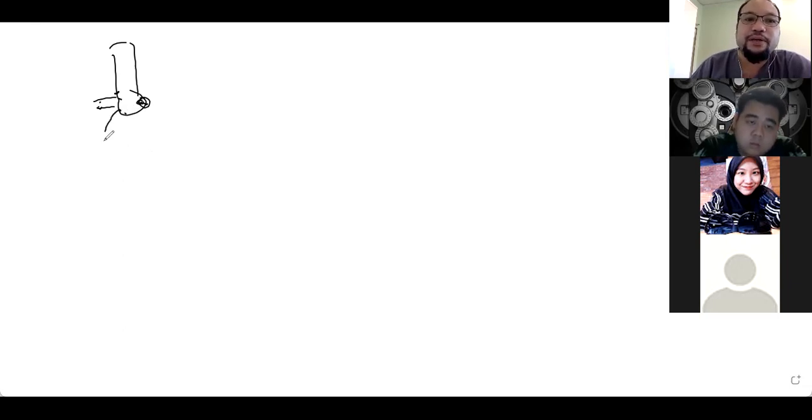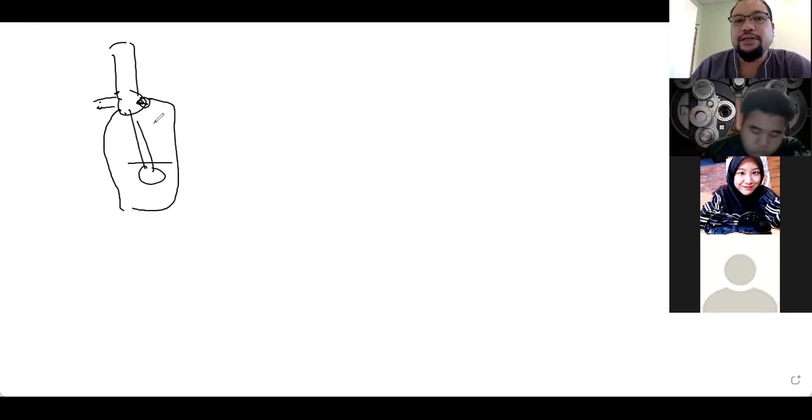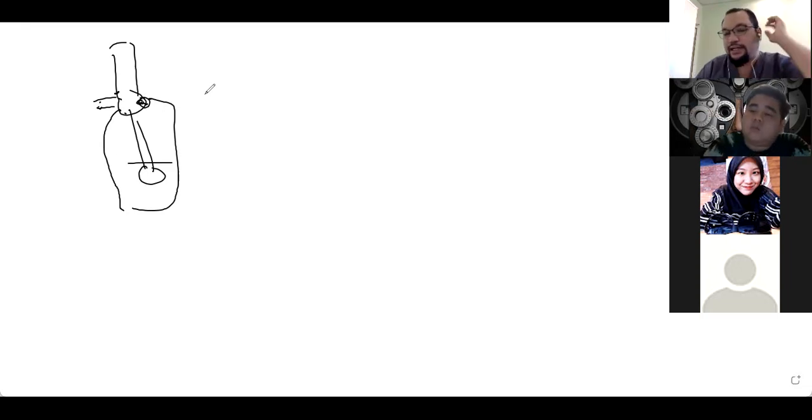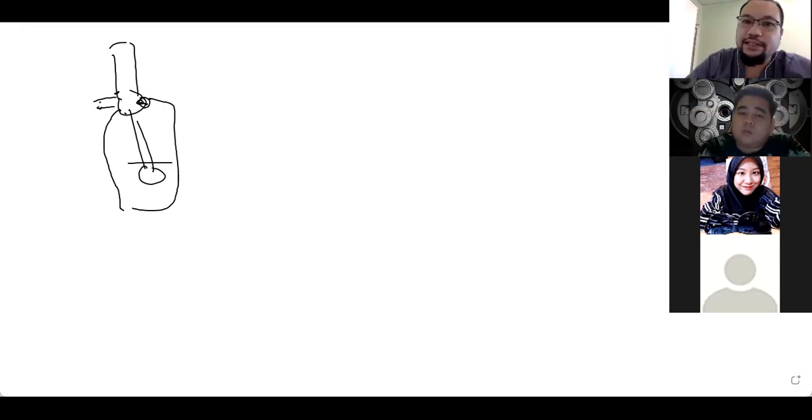Lepas tu dia punya bekas. Bekas ada air dalam tu. Kan? Ada bekas air dalam tu. So this is a humidifier. So humidifier ni tujuannya adalah kita nak humidify kan the air tu. Sebab bila air tu dry, problem dia adalah dia boleh damagekan kita punya airway. So airway kita mesti ada humidification lah. Okay.